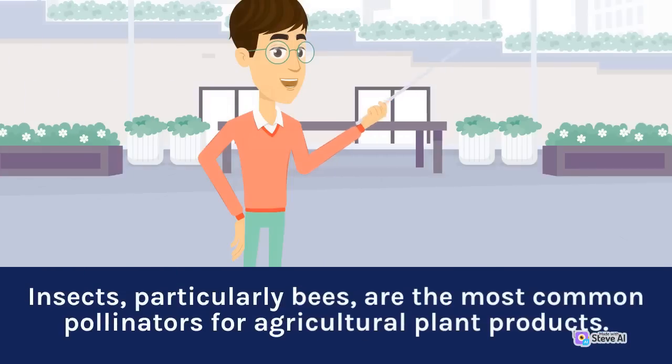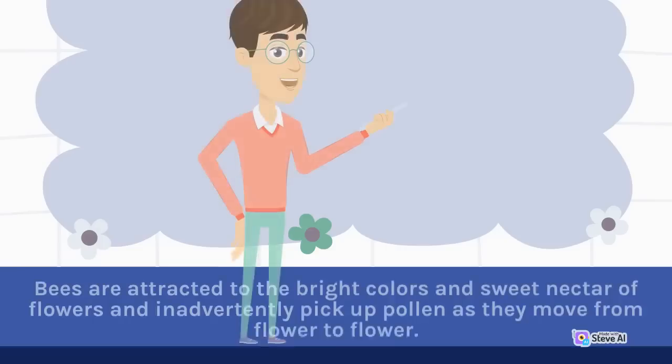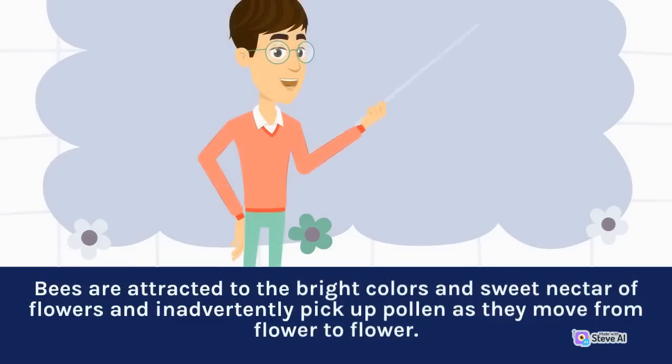Insects, particularly bees, are the most common pollinators for agricultural plant products. Bees are attracted to the bright colors and sweet nectar of flowers and inadvertently pick up pollen as they move from flower to flower.